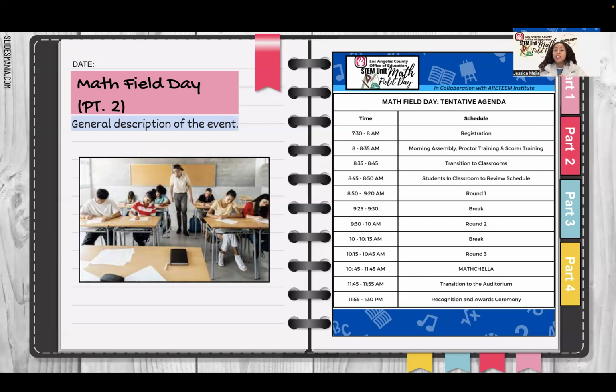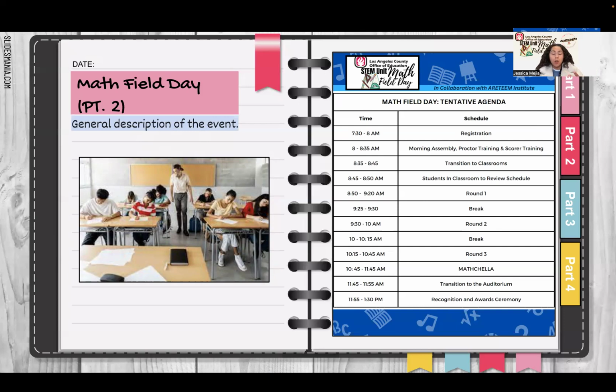At 10:45, we have a new and exciting feature to our Math Field Day, which is called Mathcella. Woo. So Mathcella, this will be in the NPR. It's a quick festival of math, and it is open to all students, all parents and volunteers. We will be having puzzles, games and rewards for students' participation. So if you are looking forward to that, again, that'll be in the NPR.